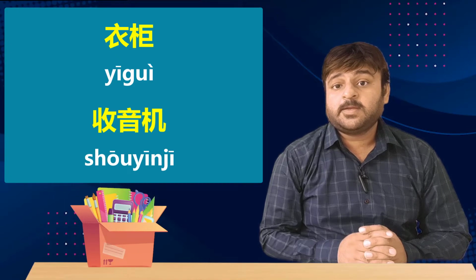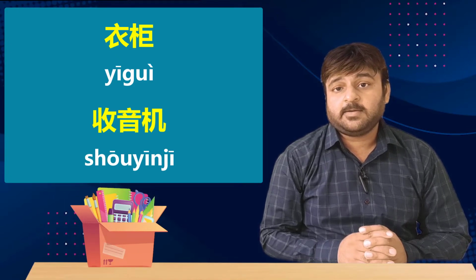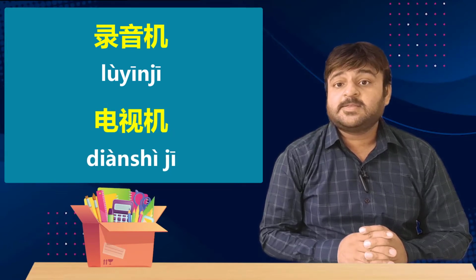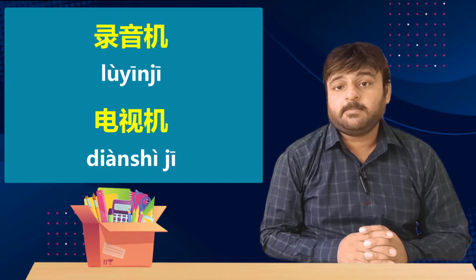衣柜 wardrobe. Replacing 衣柜 or wardrobe in the above sentence: 衣柜开着没有? Is the wardrobe open or not? 衣柜开着呢. The wardrobe is open. 收音机 radio. 收音机开着没有? Is the radio open or not? 录音机 recorder. 录音机开着没有? Is the recorder open or not? 电视机 a television set. 电视机开着没有? Is the television set open or not?